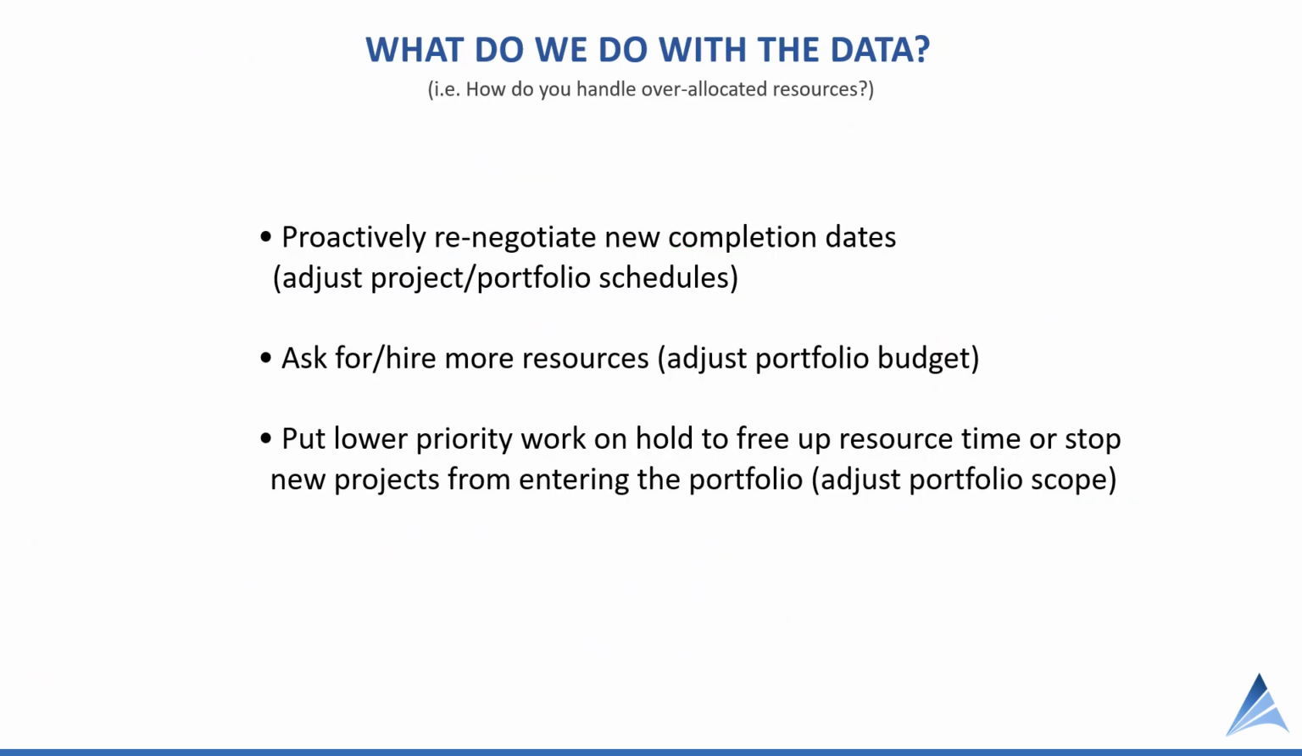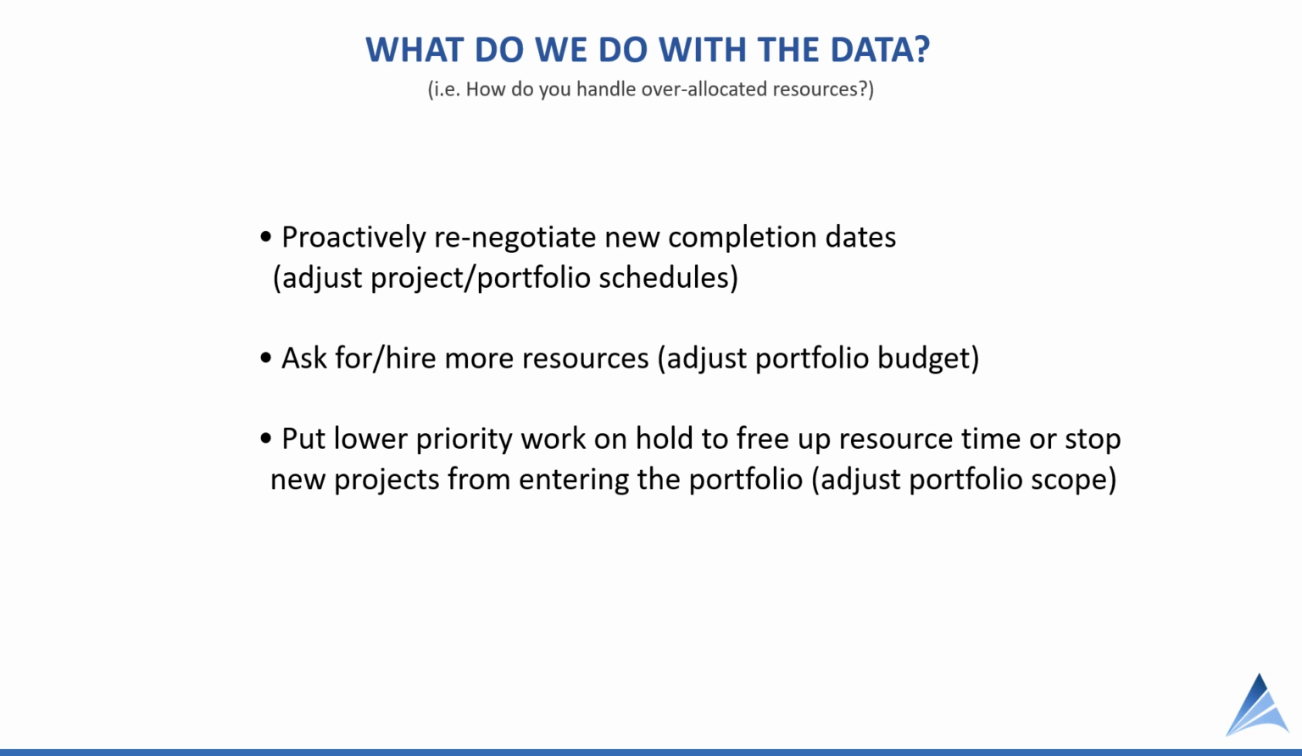So what do we do with the data? It's a common question. When we do have over-allocated resources, what should we do with it? There are three basic responses. The first is that we can update the completion dates of those projects, typically by stretching them out. That would be to adjust the project level schedule or a portfolio level schedule if we're going to extend the dates of the projects in order to fit in the resource availability.